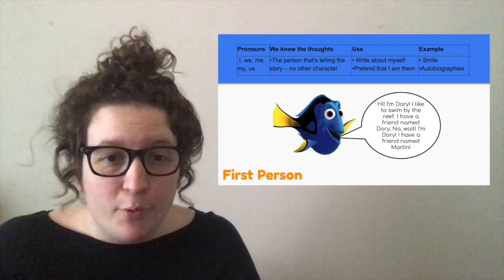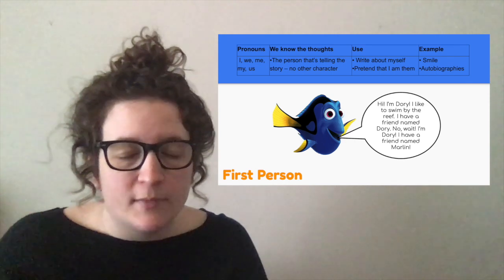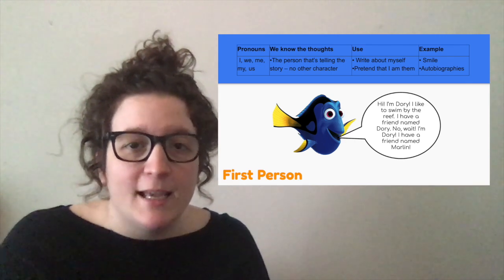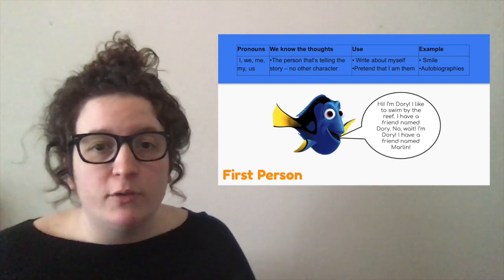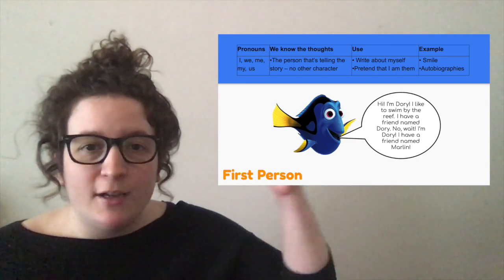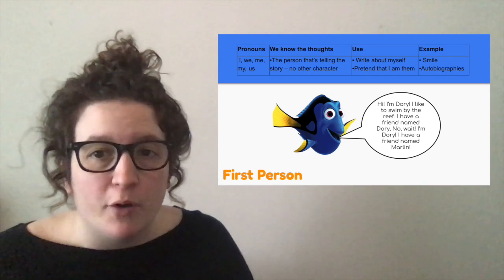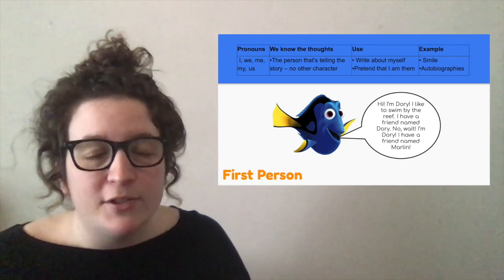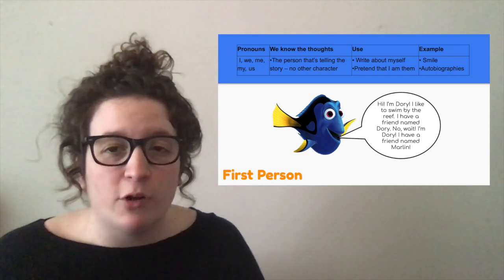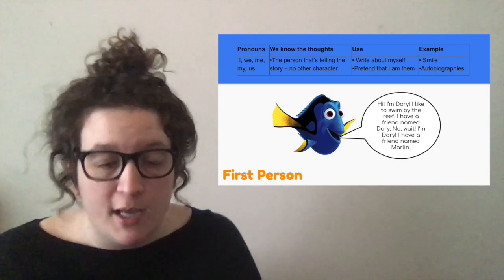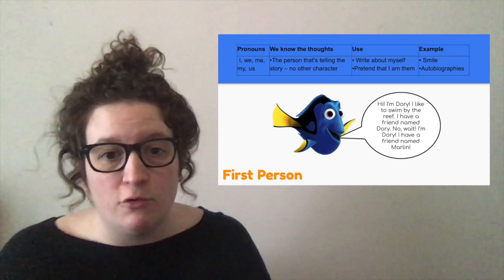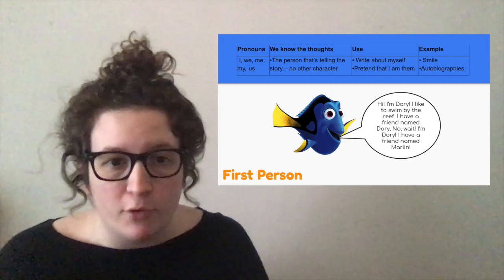The second point of view, actually, let's go back to the first. In this first point of view, then, what I want you to do on your note sheet is fill in all of the information in the top part of the box. Okay, the pronouns, who we know the thoughts of, how it's used, and the example. That's what you are going to fill in on your note sheet. So pause the video until you have all of those typed in, and then move on.